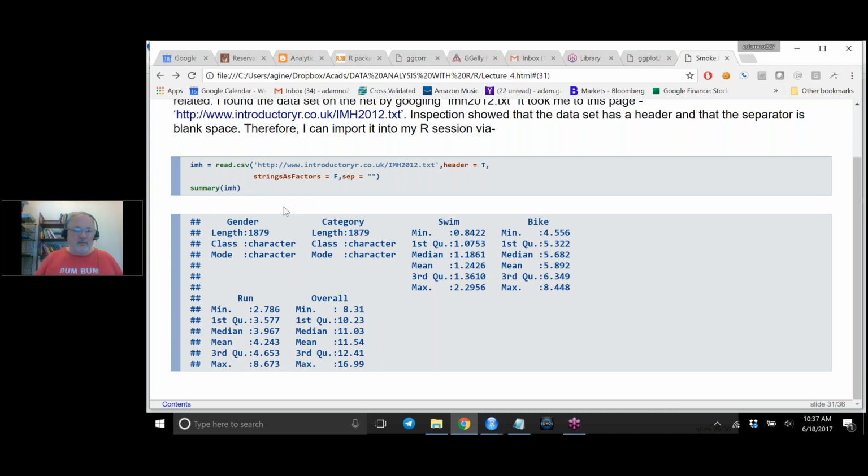And I get a summary. The first two are characters, so it doesn't say anything. And then for the swim, bike, run, and overall, it gives me the standard information, the min, the quartiles.